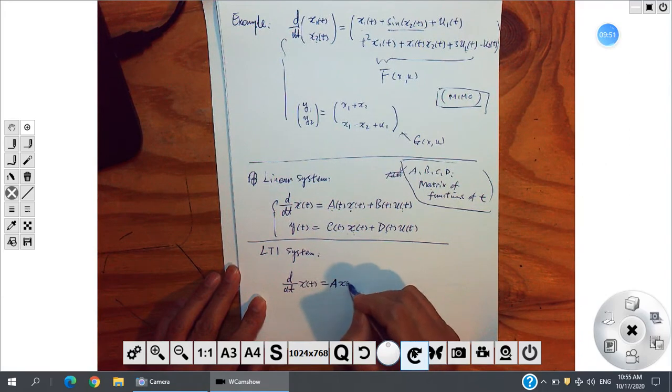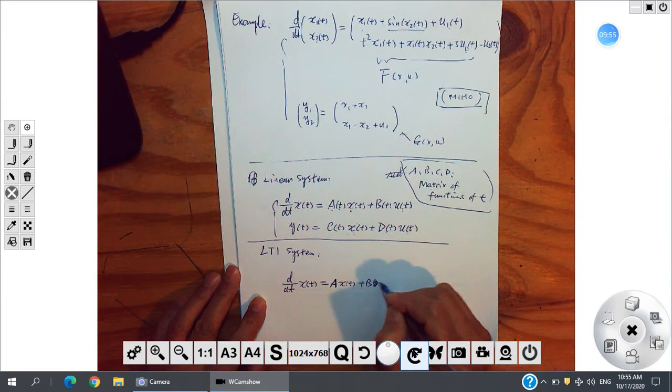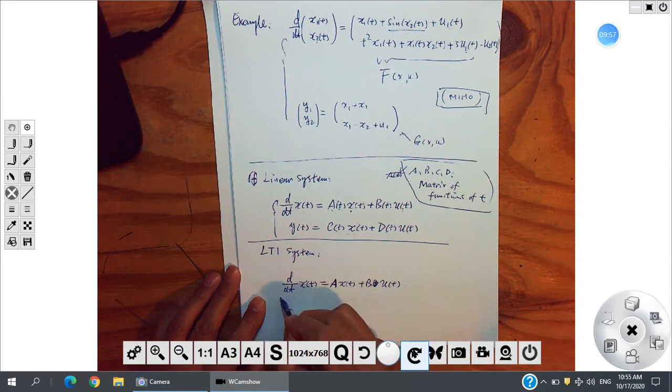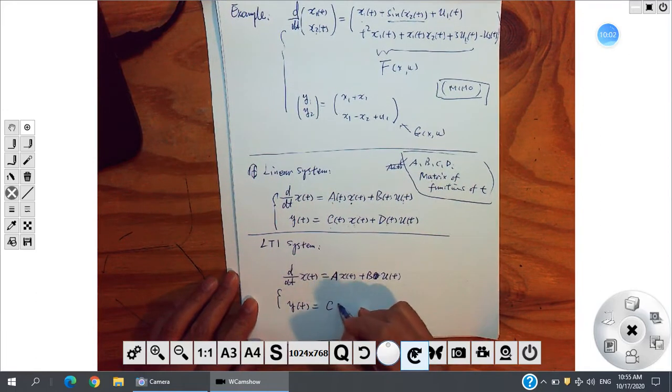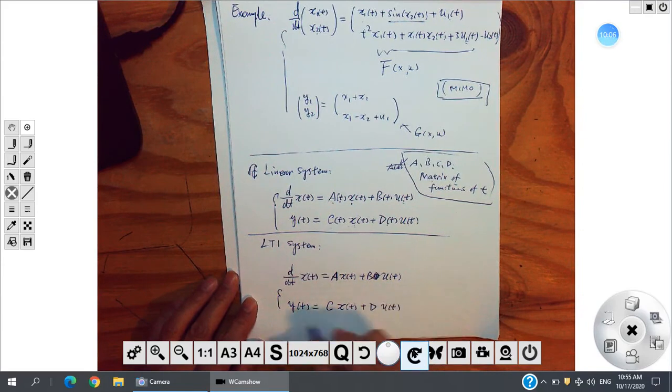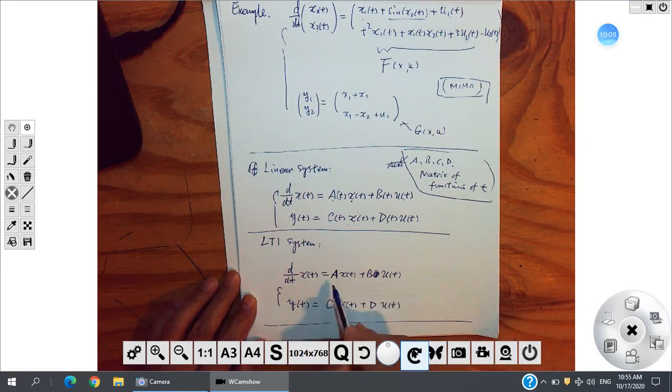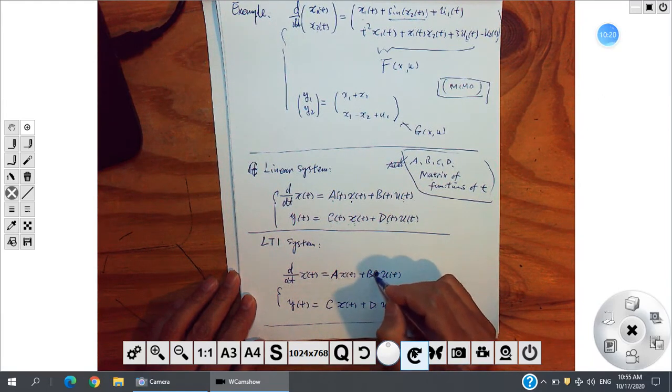x(t) plus B, no t, sorry, u(t), and y(t) equal to C times x(t) plus D times u(t). So this is time invariant. All these coefficients A, B, C, D are independent of time. When time is changing, they are fixed. So the behavior of the system will stay the same when time is different.